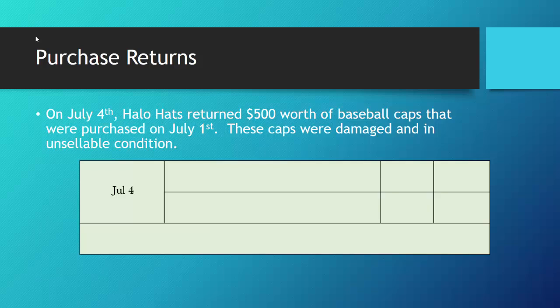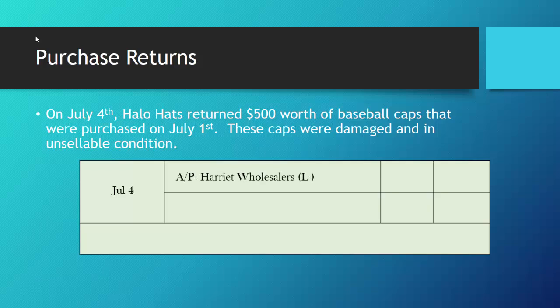Next up, we have July 4th. And on July 4th, Halo Hats is going to return $500 worth of the baseball caps that we purchased on July 1st. These caps were damaged. They are in unsellable condition. We have no need for them. We can't sell them. So we contacted our vendor and we told them, hey, these caps came messed up. We're going to send them back to you. They said, okay. We send them back.